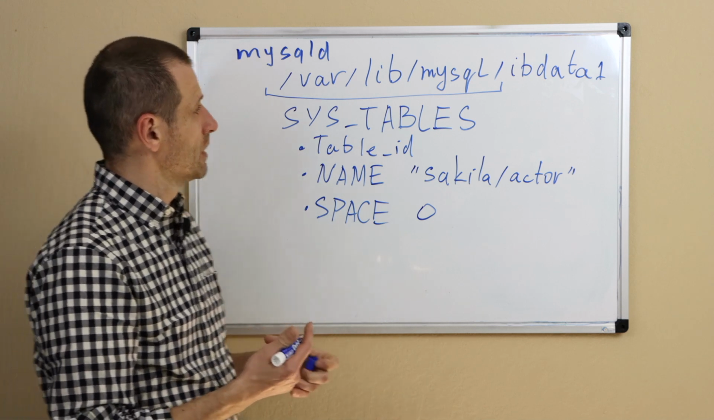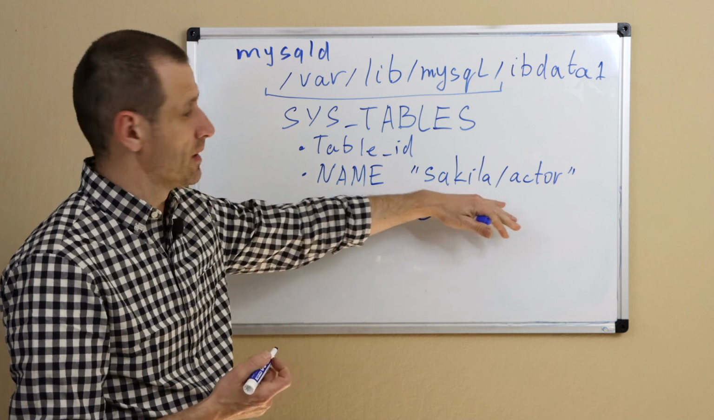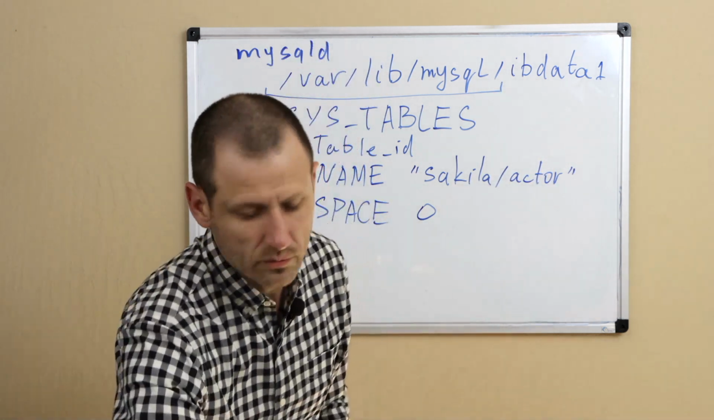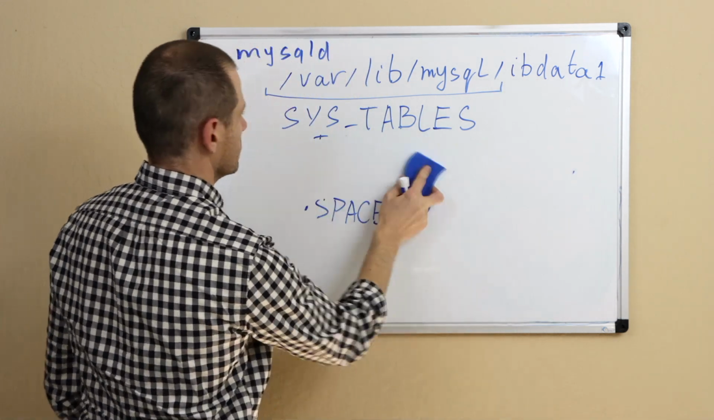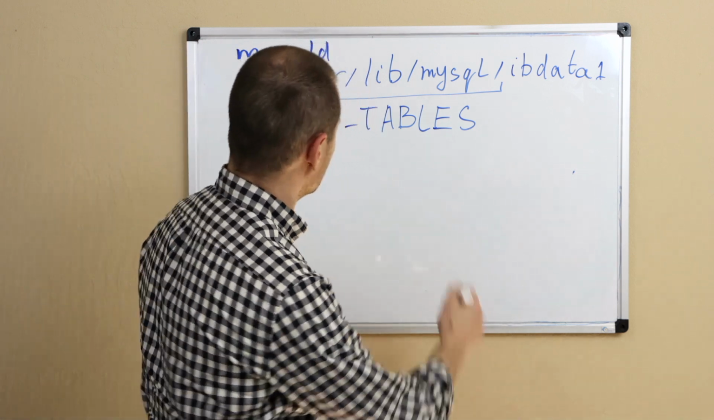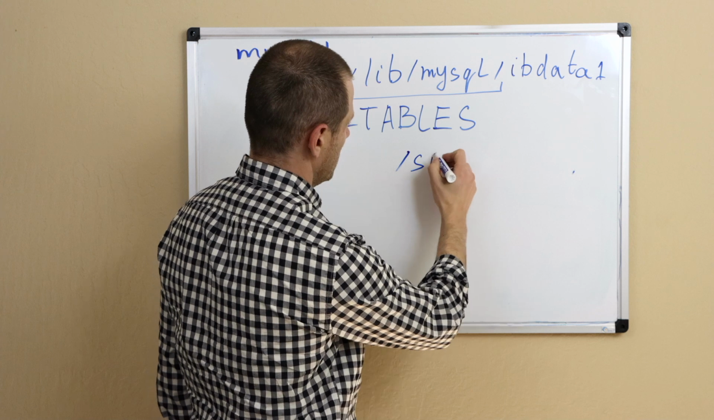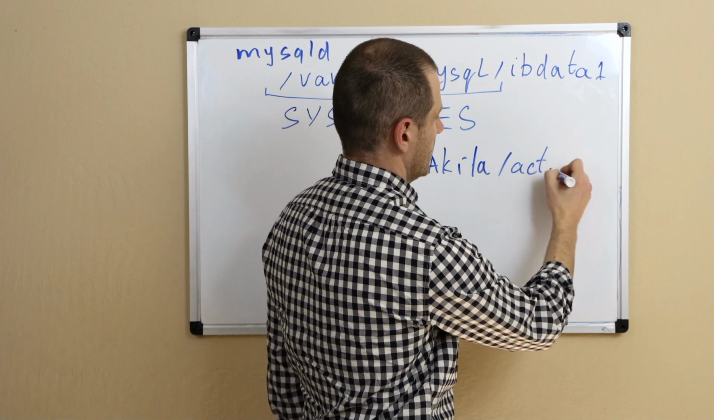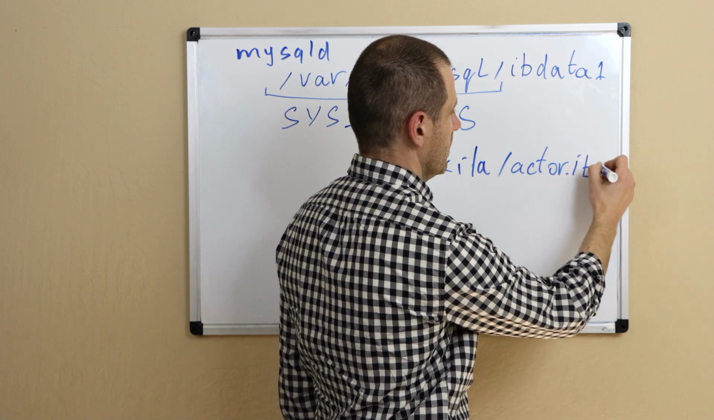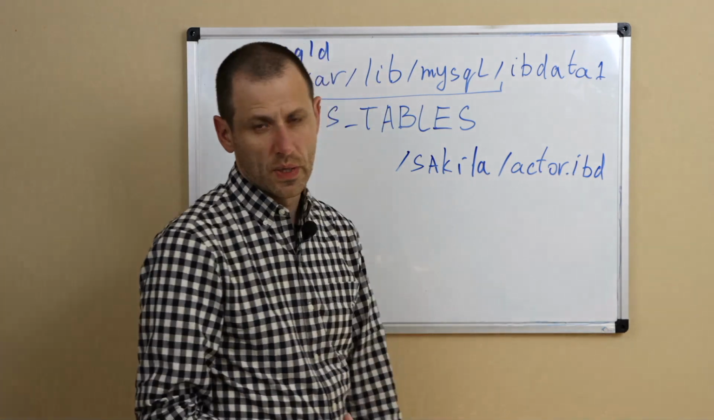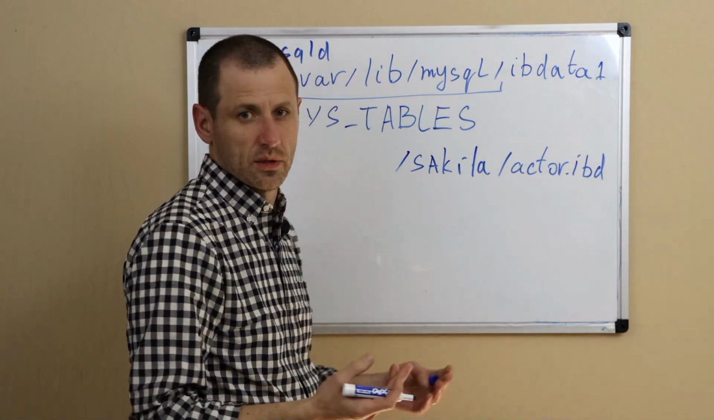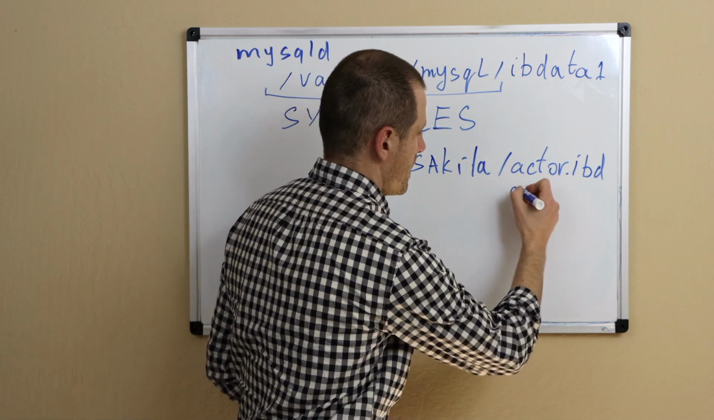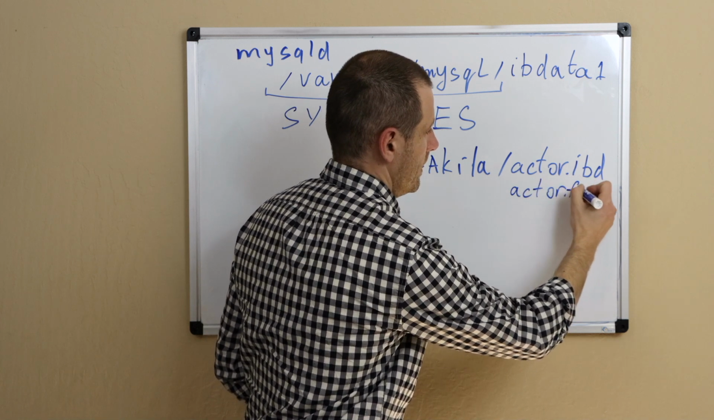Again, for example, if we have the Sakila actor table, there will be the directory Sakila / actor.ibd, plus a MySQL-specific file with the structure actor.frm.